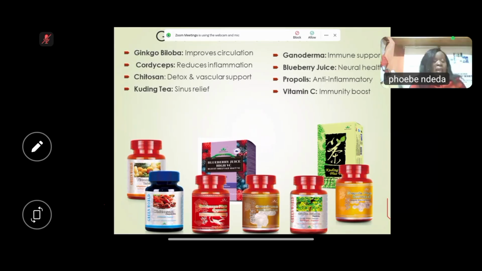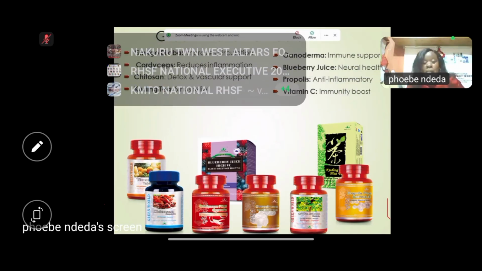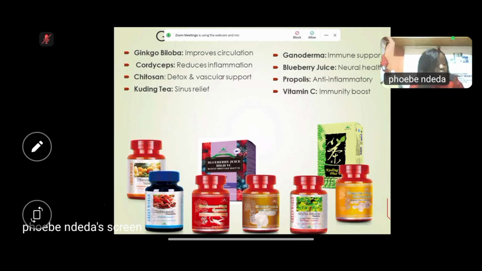Then we want to look at some of our products that can help you manage vertigo. As you can see, we have so many Greenwald products that can help you manage this condition. But even so, please make sure that when you're having these and things are not going so well, you see an ENT specialist.